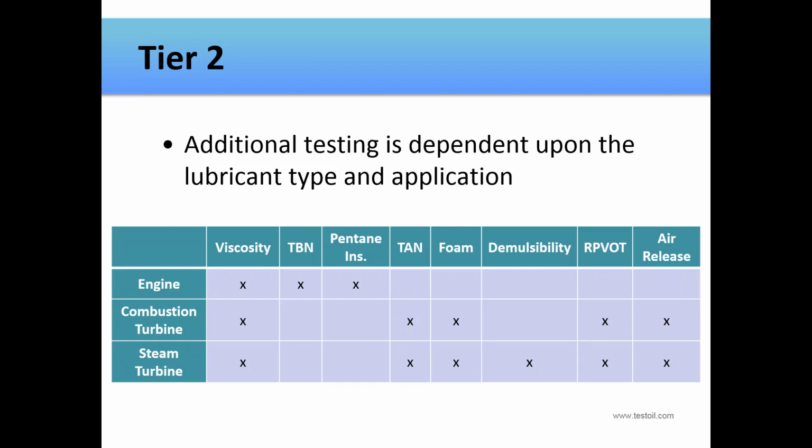On the other hand, for a combustion turbine, we want to select viscosity, acid number, foam, air release, rust, and oxidation stability. And then we can move along to a steam turbine. It sounds pretty similar to a combustion turbine, but we would definitely want to add demulsibility because that's a pretty critical characteristic and performance aspect that is needed for steam turbines.